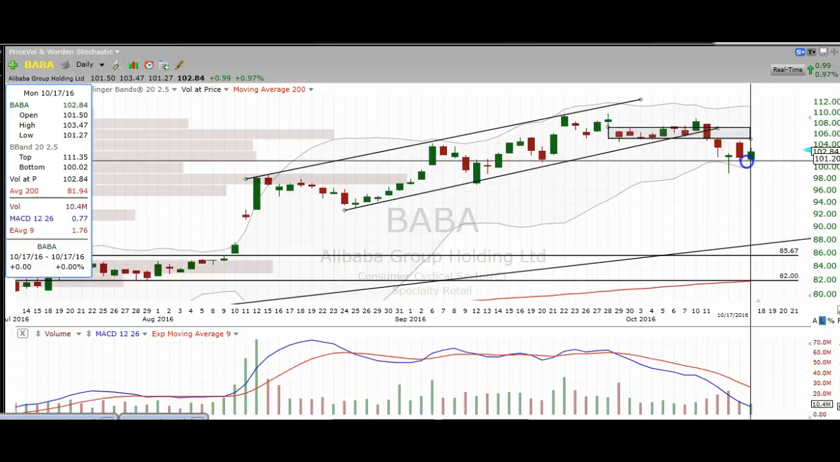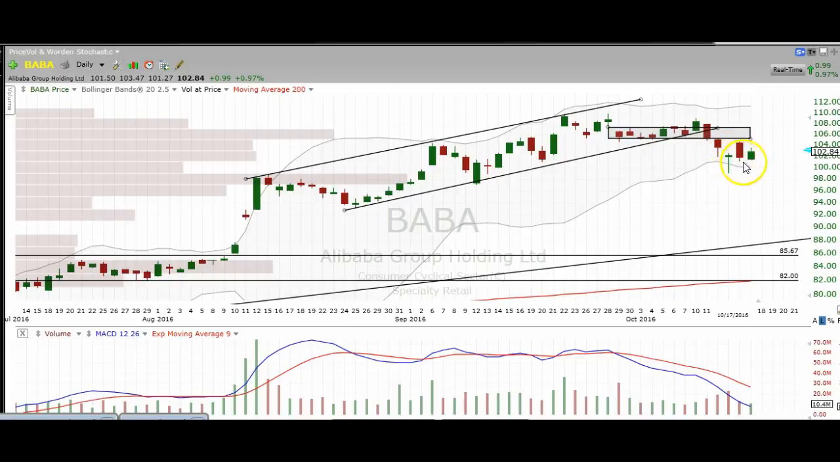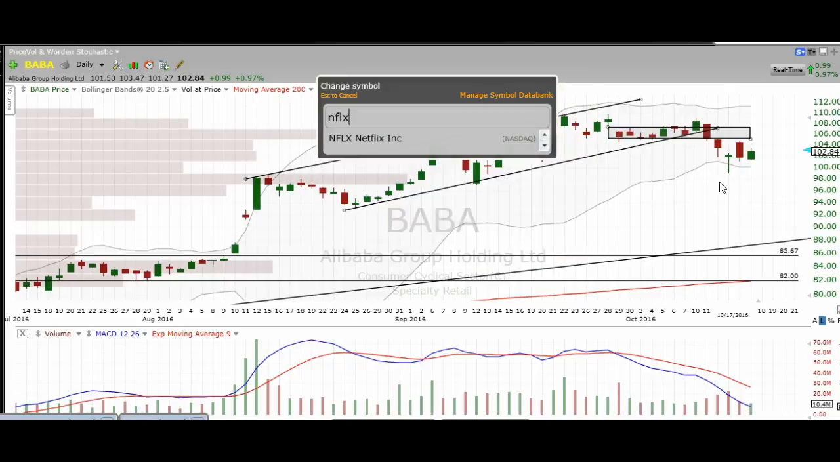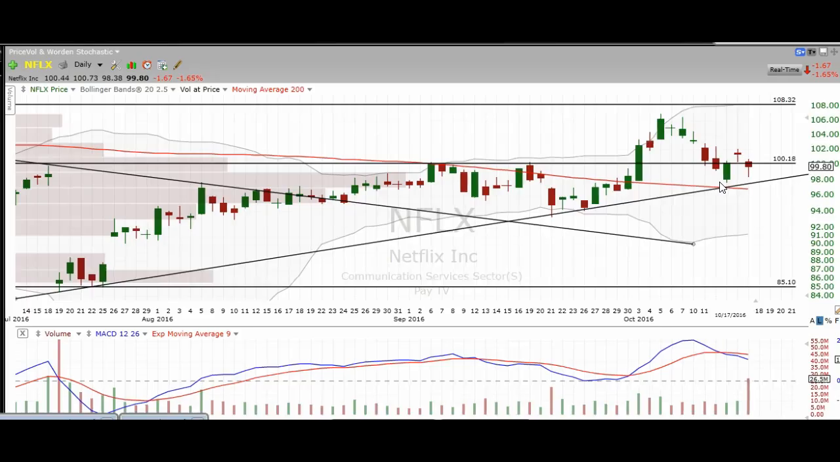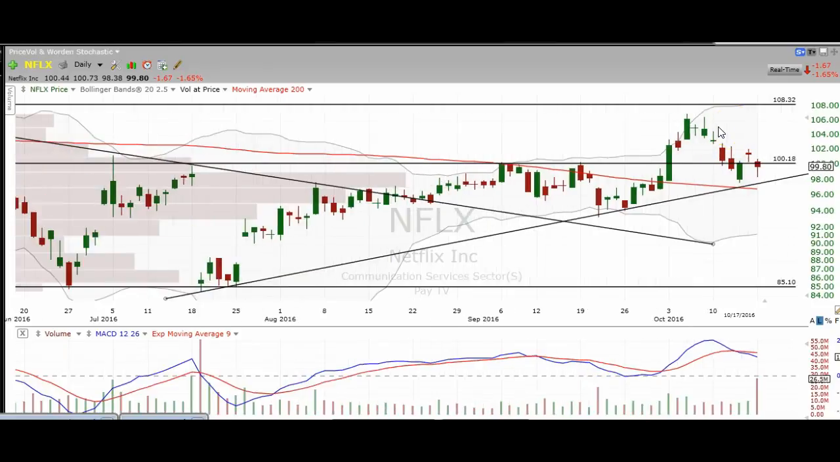We've got some support down here at about 101.20 right here based off of these lows from these few candles right there. So just be aware of these levels on BABA. The next one we're going to take a look at is Netflix. And Netflix is pumping here after hours.